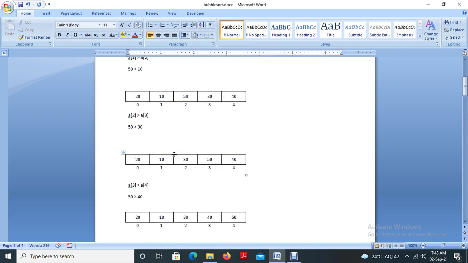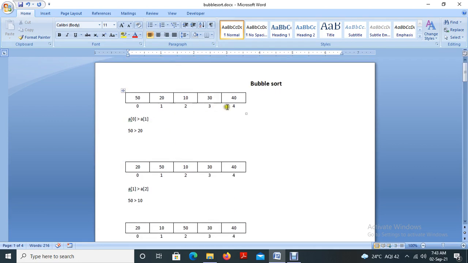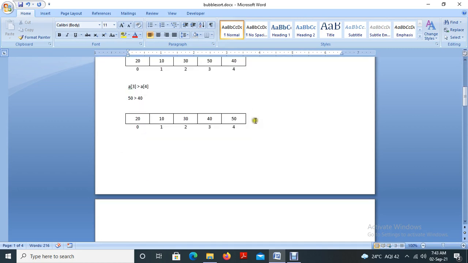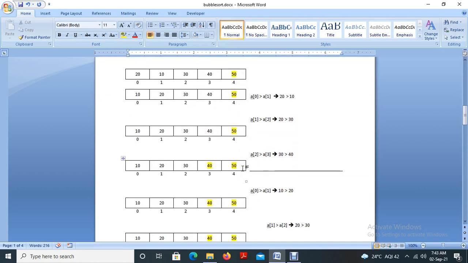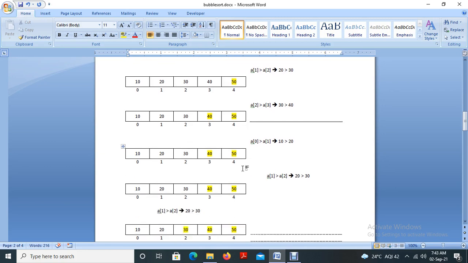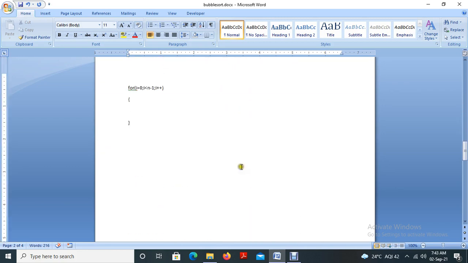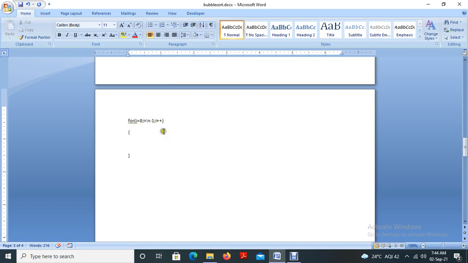I will explain again. I equal to 0 to n minus 1, 0 to 4. First iteration. Then 0 to 3, second iteration. 0 to 2, third iteration. 0 to 1, fourth iteration. 0 to 0, fifth iteration. So we need to execute the process a number of times equal to the total number of elements.